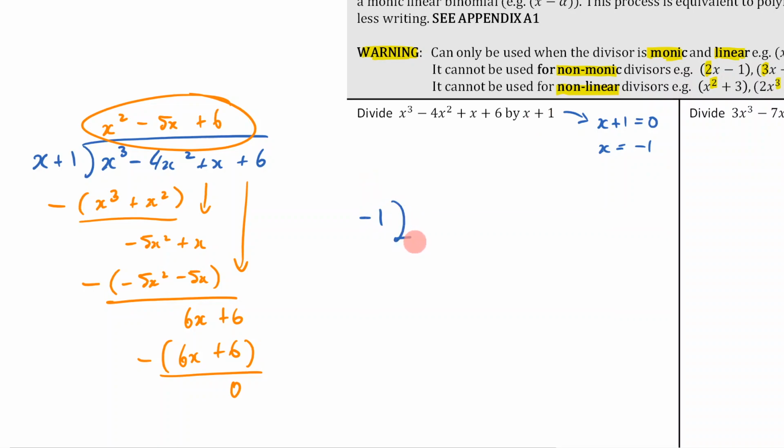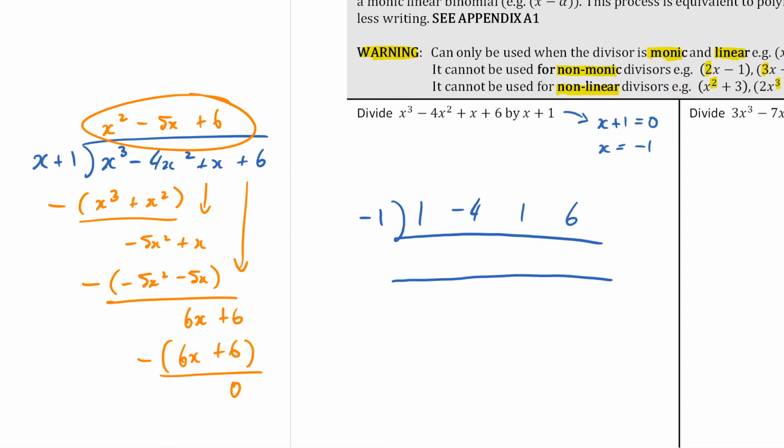Then you're going to do an upside down division sign, and you're going to put another line underneath it. The next thing you're going to do is put down the coefficient of each of your terms. The coefficient of this one is 1, so I'll put a 1 here. The coefficient of x squared is negative 4. The coefficient of x here is 1. The last one, well, it's not a coefficient, it's just your constant. Your constant is 6. Perfect. So I've got negative 1 here because I had to solve this for x.